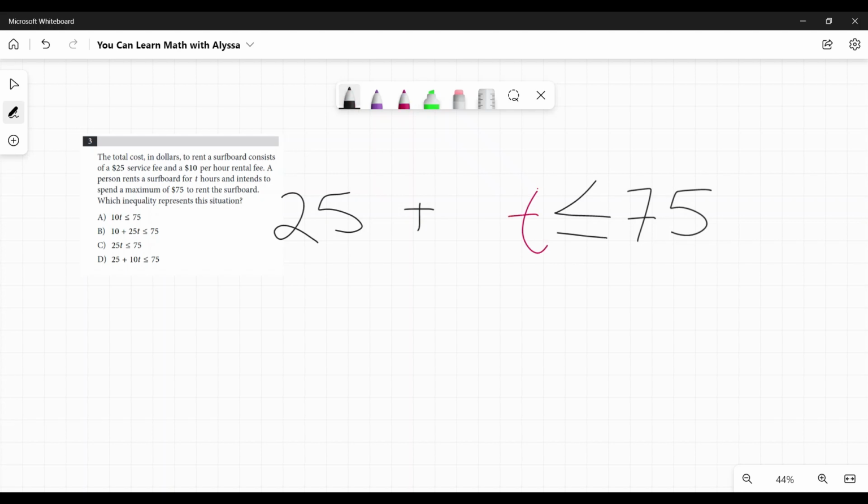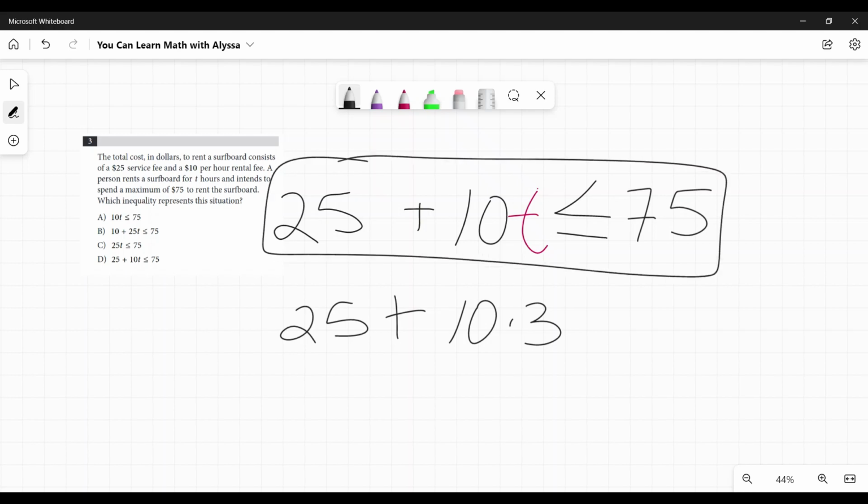And how much do we have to pay per hour? $10 per hour. So if I were to rent this surfboard for 3 hours, it would be $10 times 3 hours, and I'd be paying that $25 fee. So there is our equation: 25 plus 10t is less than or equal to 75, which is B.